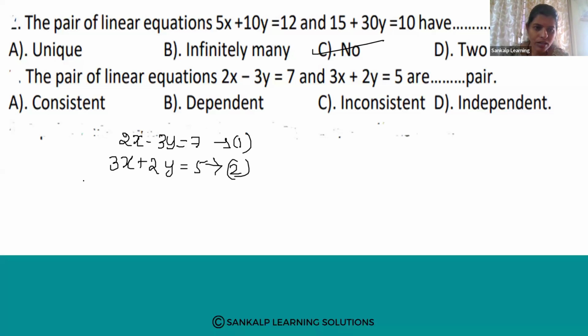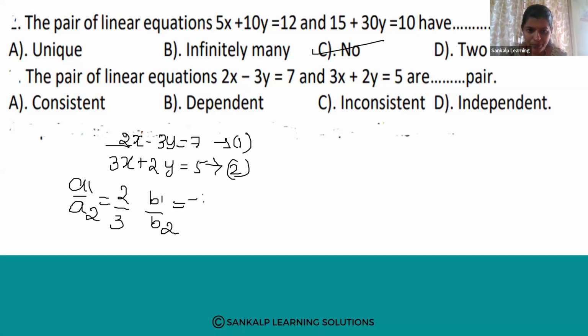Here also, compare the ratios, that is A1 divided by A2. A1 value is 2 divided by 3 and B1 divided by B2. Observe here, B1 value is minus 3, B2 value is 2. Is A1 divided by A2 equal to B1 divided by B2? No, these two are not equal. See here, it is 2 divided by 3. It is minus 3 divided by 2. So these two are not equal.